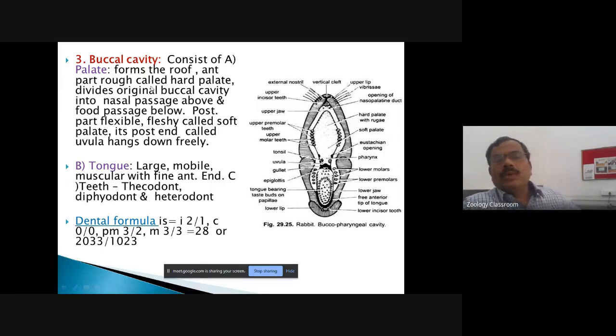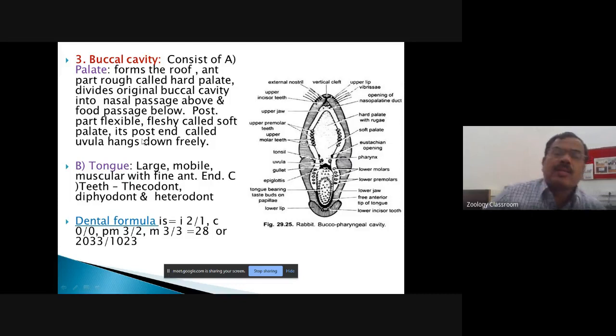Now, see here the information of the buccal cavity. The buccal cavity consists of the first structure, that is the palate, and the second structure, that is the tongue. This palate forms the roof, and the anterior part is rough and shows some horizontal lines. It is known as the hard palate, which divides the buccal cavity into the nasal passage above and the food passage located on the lower side. Now the posterior part, the soft part, is flexible and fleshy, and it is known as the soft palate.